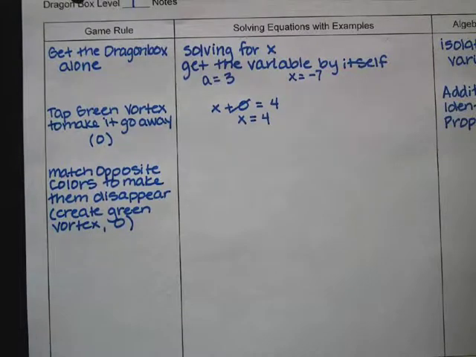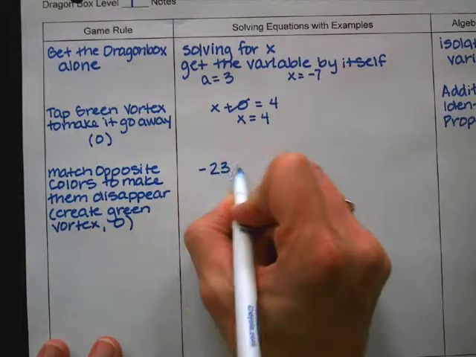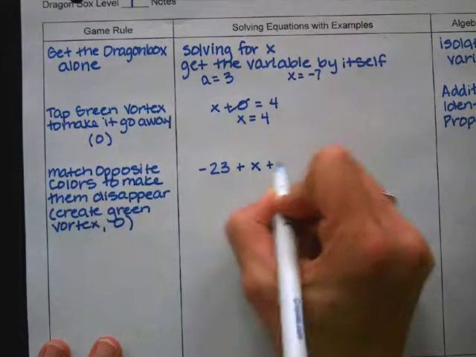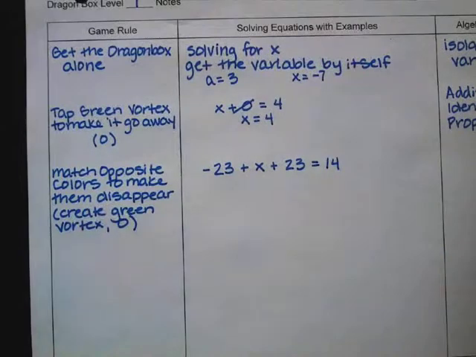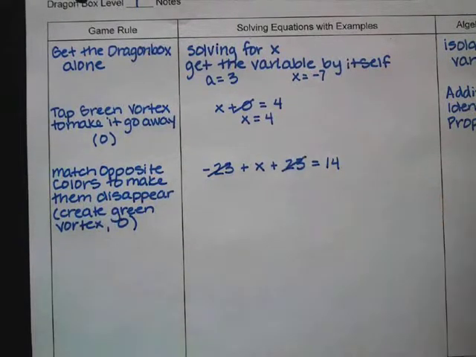Yeah. Now, mathematically, what does this look like? If I took away the puffer fishes and the turnip heads and the dragons, what does this look like with numbers? It would look like this: negative 23 plus x, which is my Dragonbox, plus 23 equals 14. Which ones are you going to cancel out? The negative 23, you're going to match up with the positive 23. Poof, we get the swirling green vortex.